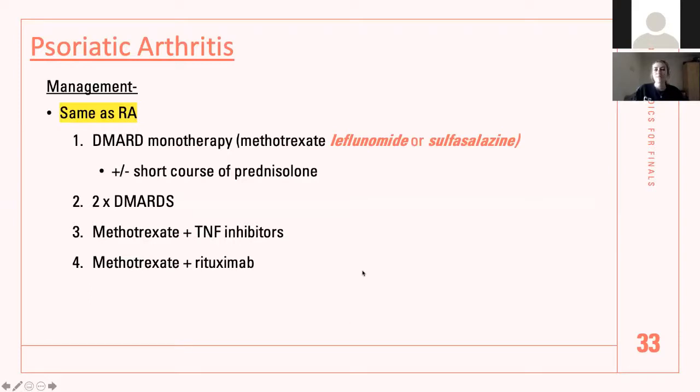So the management of psoriatic arthritis is the same as rheumatoid arthritis. So you'd start with your DMARD monotherapy, so your methotrexate. You can also prescribe a short course of prednisolone if it's quite an acute flare-up. You'd then move on to two DMARDs, methotrexate plus TNF inhibitors, or you can then step it up to methotrexate plus rituximab.